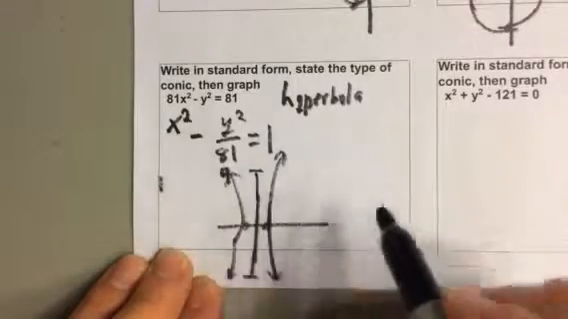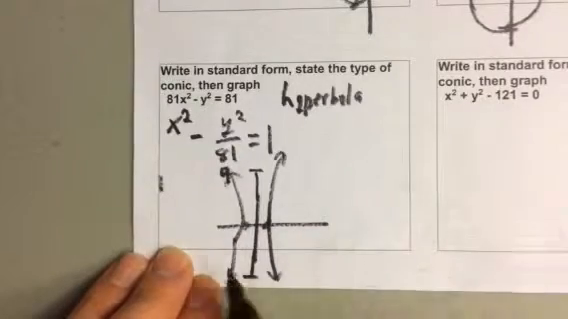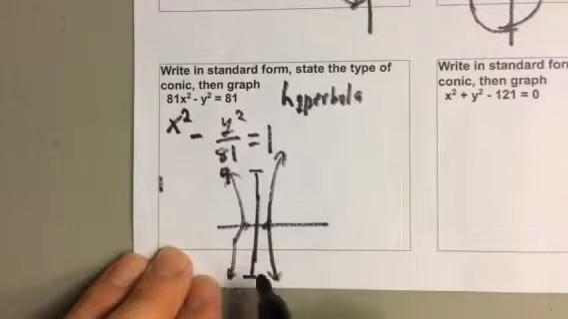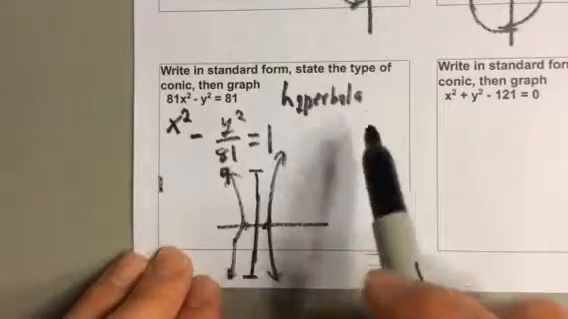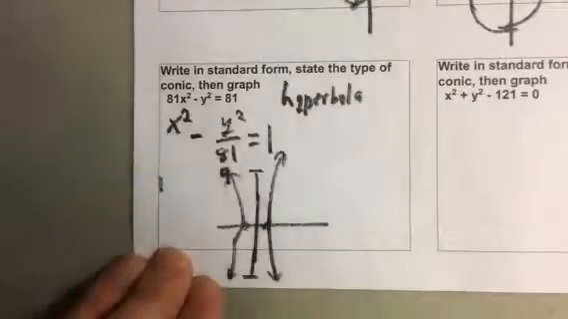Didn't do a very good job of that part. Kind of missed there. But that's the graph, a very shallow one opening left and right because x was first. And we know it's a hyperbola, and there is our equation.